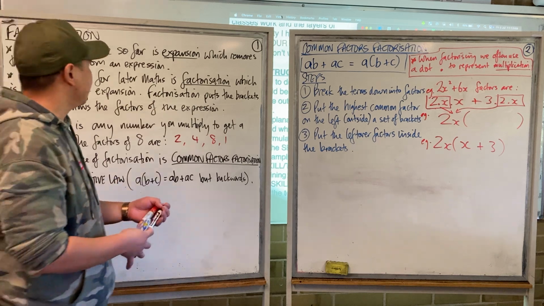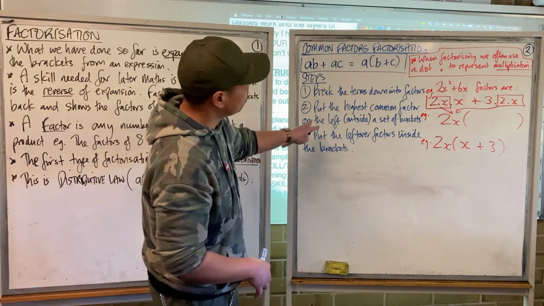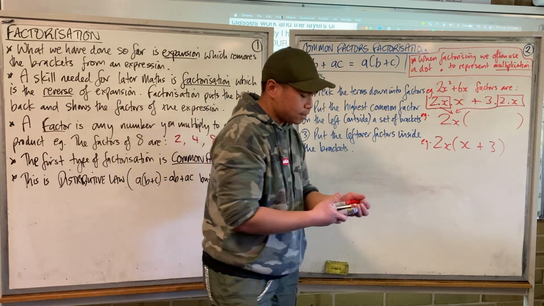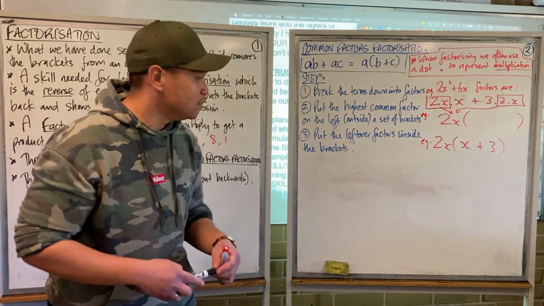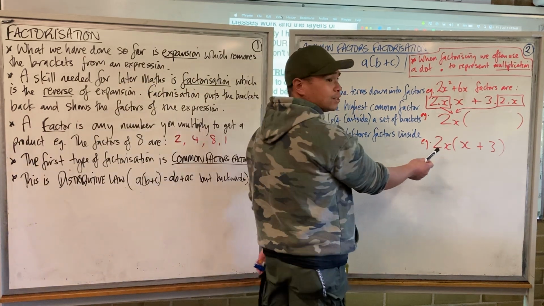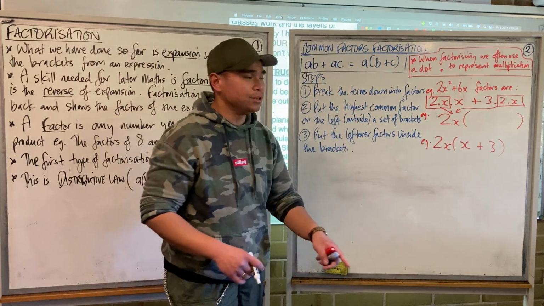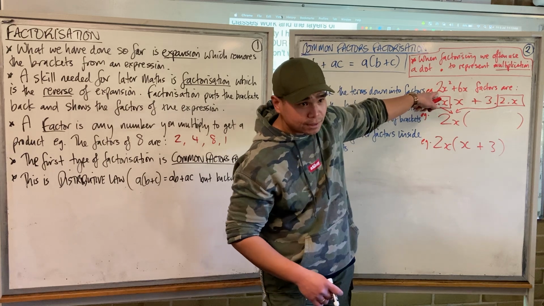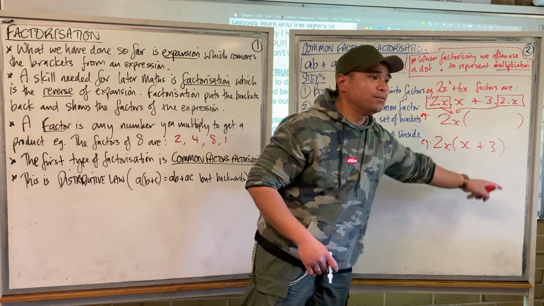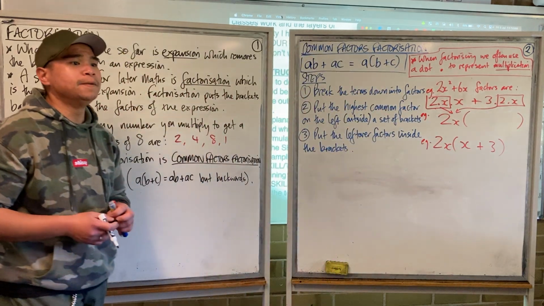And now call me a liar. You can tell me, Mr. T, that's not the reverse of distributive law. Yes, it is. Because what's on the outside here? 2x. And if I wanted to do distributive law, I'd go 2x times by x, which gives you 2x squared. Now I'm going to times that with the second one. What's 2x times by 3? Well done.